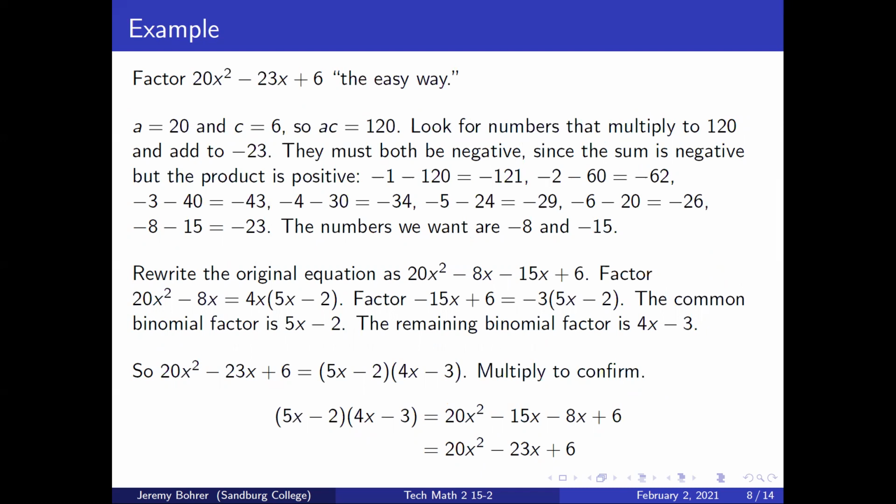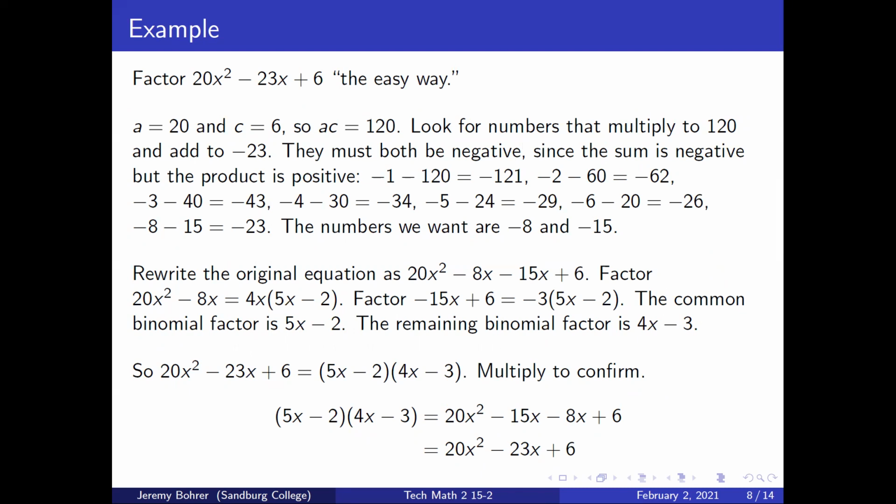Rewrite the original expression as 20x squared minus 8x minus 15x plus 6, and factor 20x squared minus 8x to get 4x times (5x minus 2), and factor negative 15x plus 6 to get negative 3 times (5x minus 2). The common binomial factor is 5x minus 2, and the remaining binomial factor is 4x minus 3. So 20x squared minus 23x plus 6 equals (5x minus 2) times (4x minus 3).